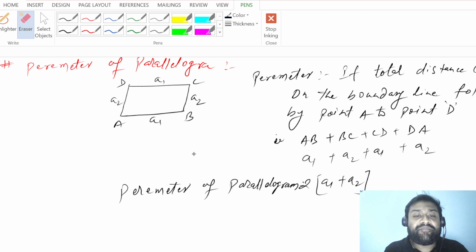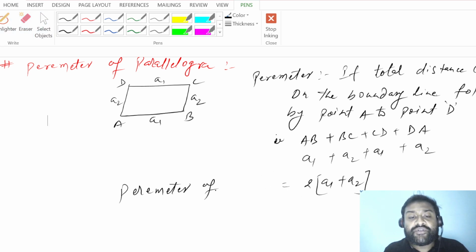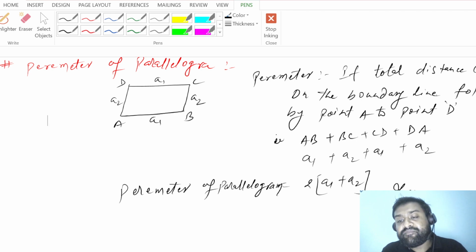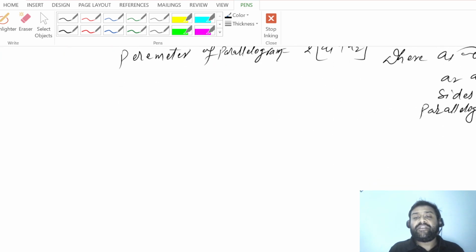Okay, so the perimeter of a parallelogram will be 2 into A1 plus A2, where A1 and A2 are the sides of the parallelogram. Okay, A1 and A2 are the sides of a parallelogram.